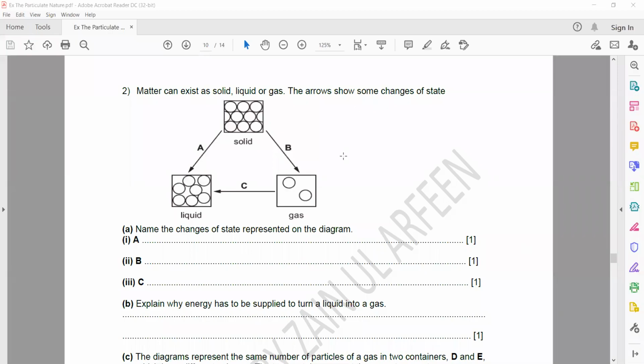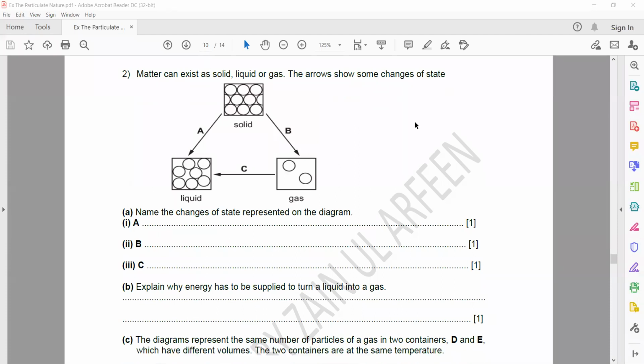So this is question 2 related to the particulate nature, the structure question. The question: matter can exist as a solid, liquid or gas. The arrows show some changes of state. You can see the arrows. Name the change of state represented on the diagram A. What does diagram A represent? The process.